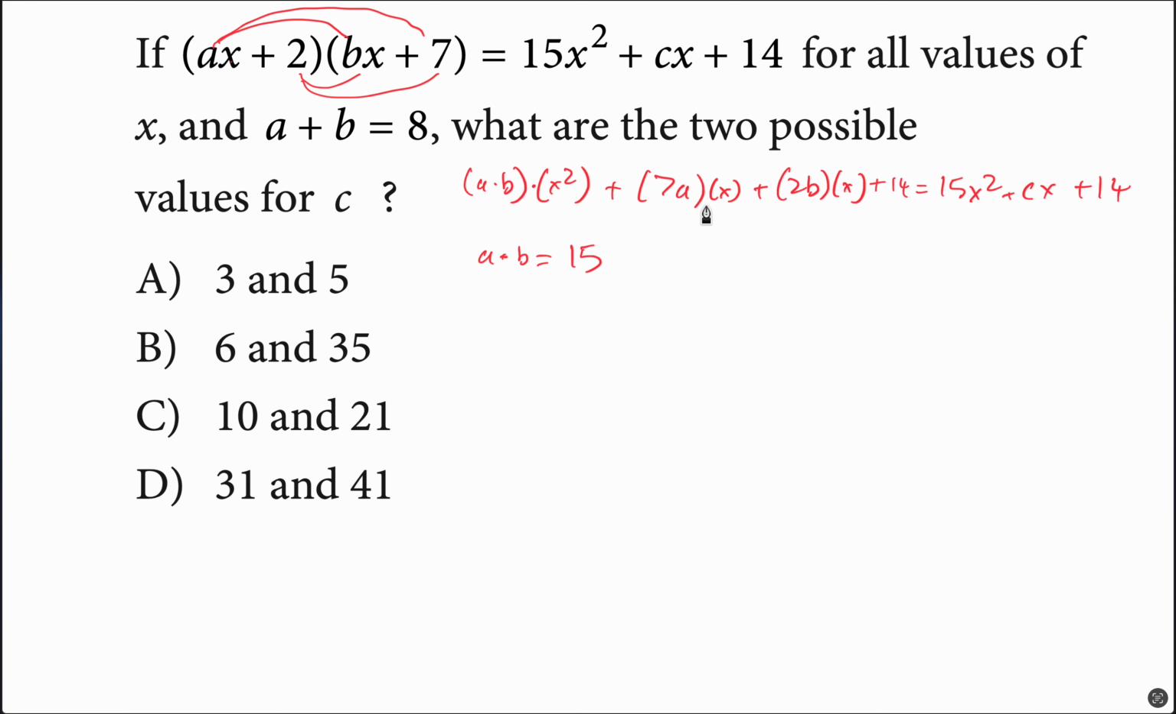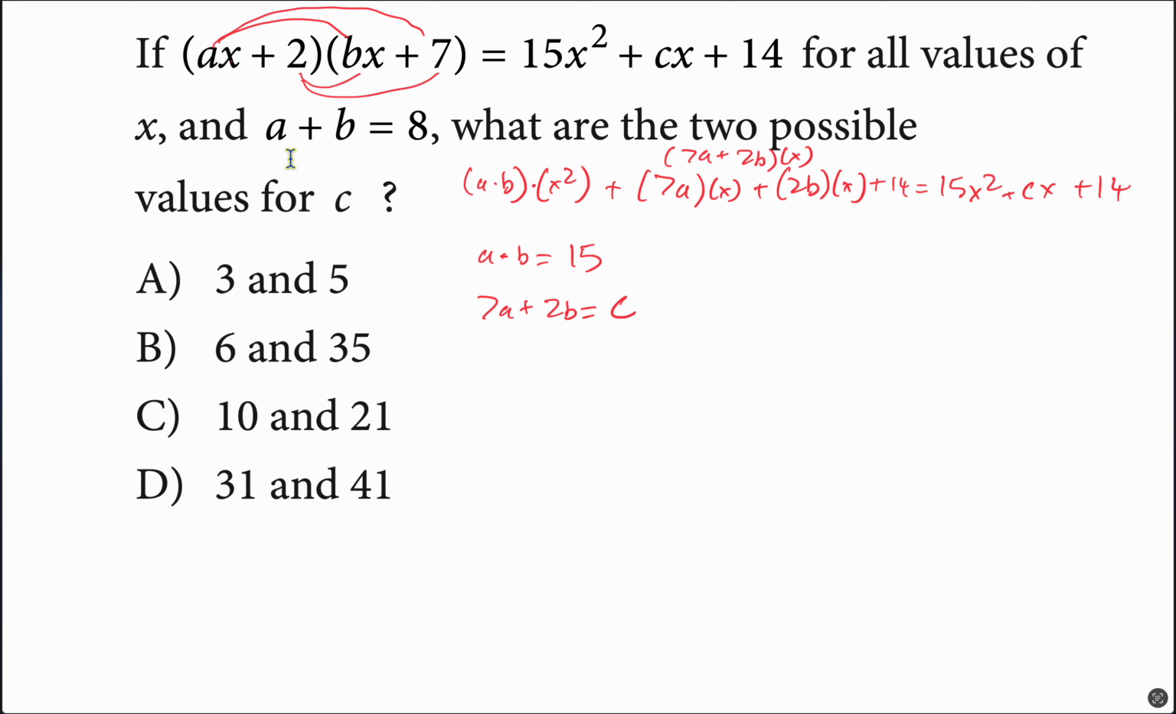You have 7a times x plus 2b times x. Both of these terms have x in them, right? So we need to factor out the x. So basically you have (7a plus 2b) times x, right? So you just factor that out. What does that equal? You have x over here and then x over here. So you have (7a plus 2b) x equals cx. So we also know that, right? We just figured that out. So 7a plus 2b equals c. And then you have 14 equals 14. So that's nothing there. All right.